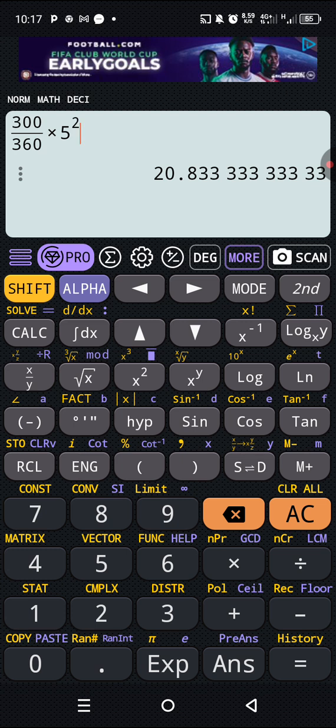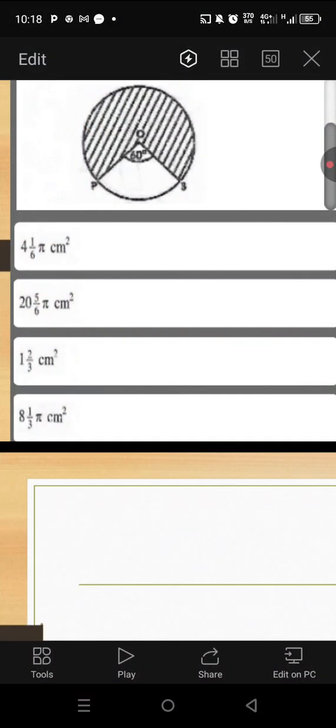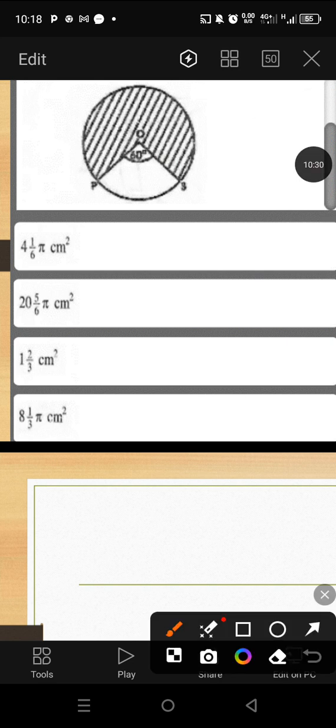But all the answers are in fraction. So what do you do? You press the equal sign and press S to D. S to D takes you to an improper fraction, which is 125 divided by 6. If you want a mixed fraction, you press Shift S to D. 20 whole number, 5 over 6. Pi. It means the pi must be there. If it is so, you can see the answer clearly over here. So it's B. 20 and 5 over 6 pi square centimeters is the correct answer.